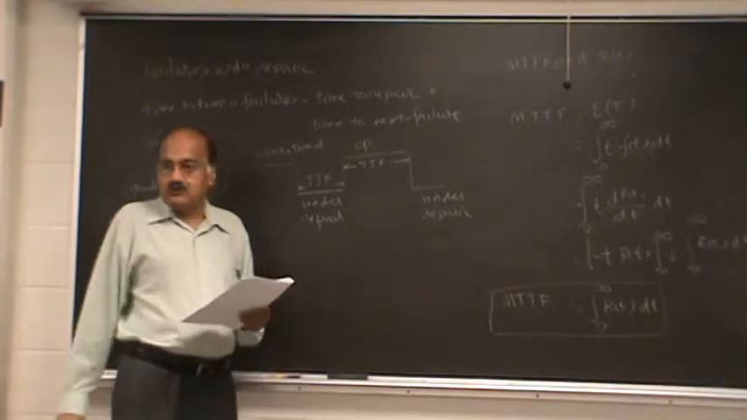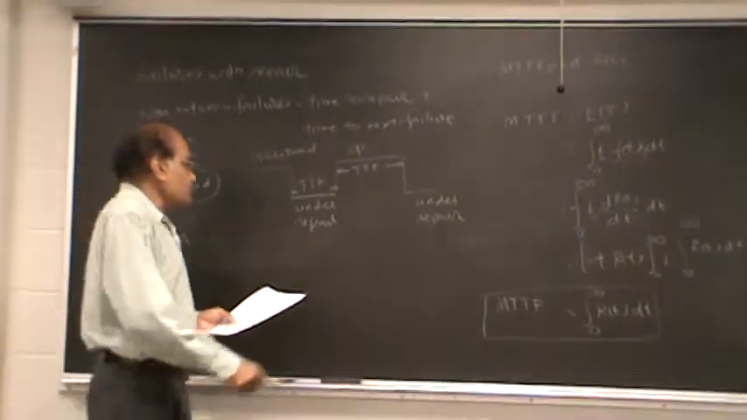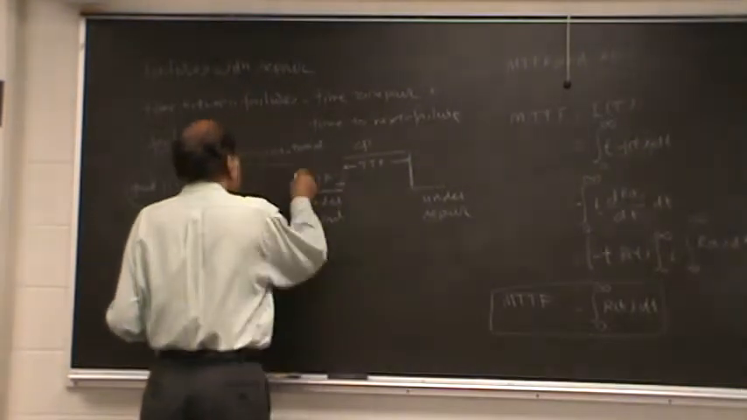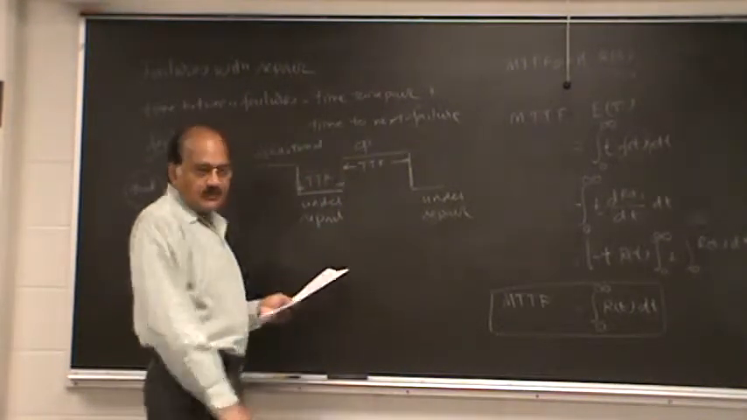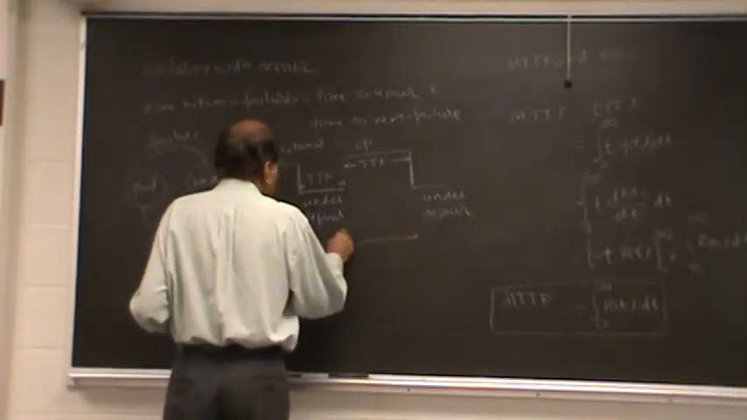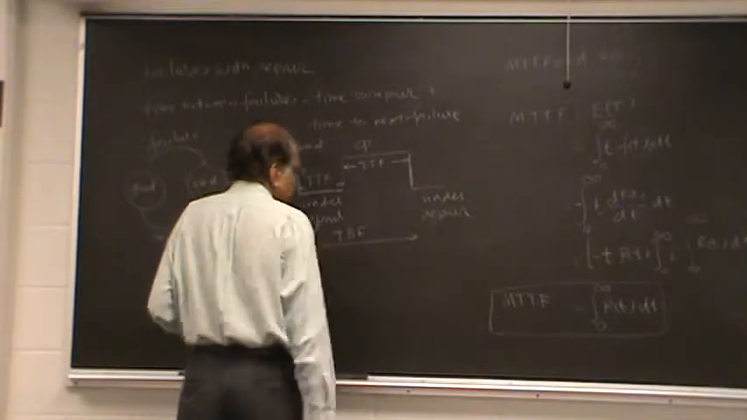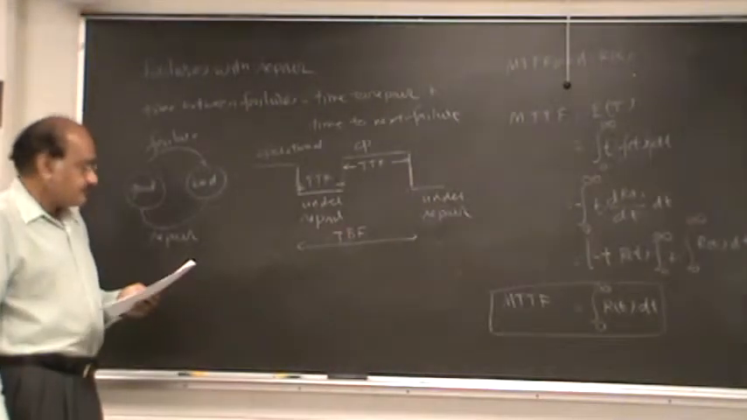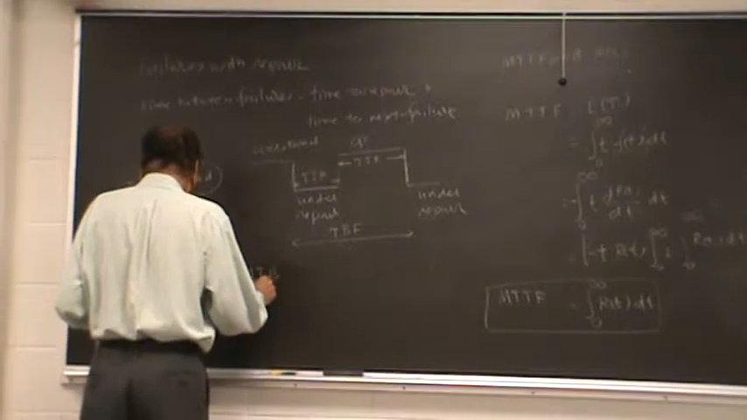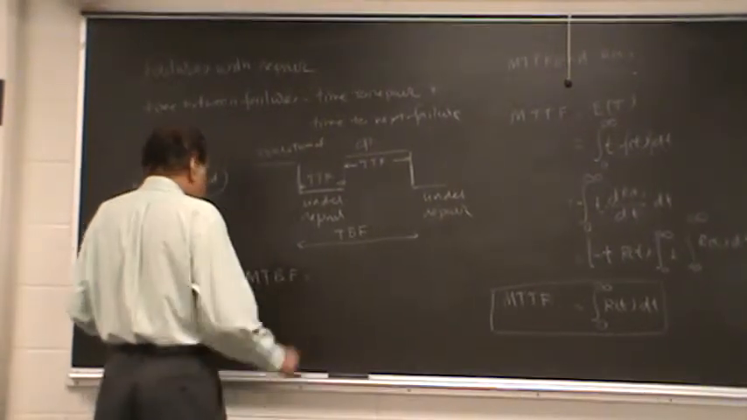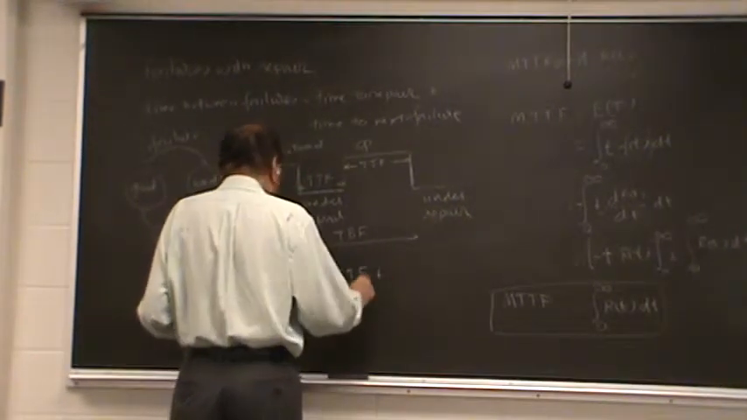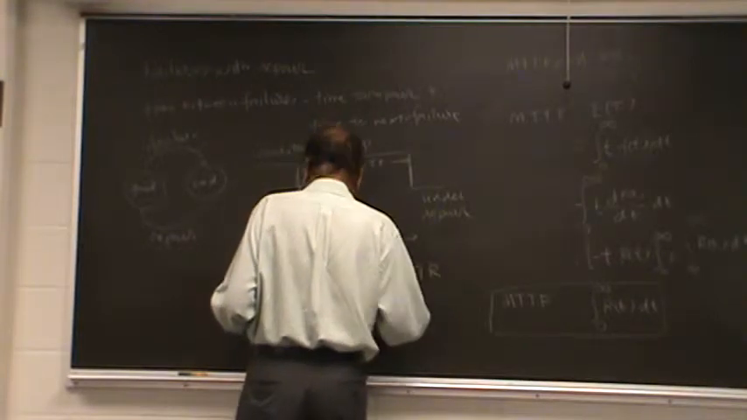And what about time between failures? Notice that this is a failure, right? And the previous failure was here, when it went from operational to under repair. So here is your time between failures. And hence, you can see that the mean time between failures is going to be the mean time to failure plus the mean time to repair.